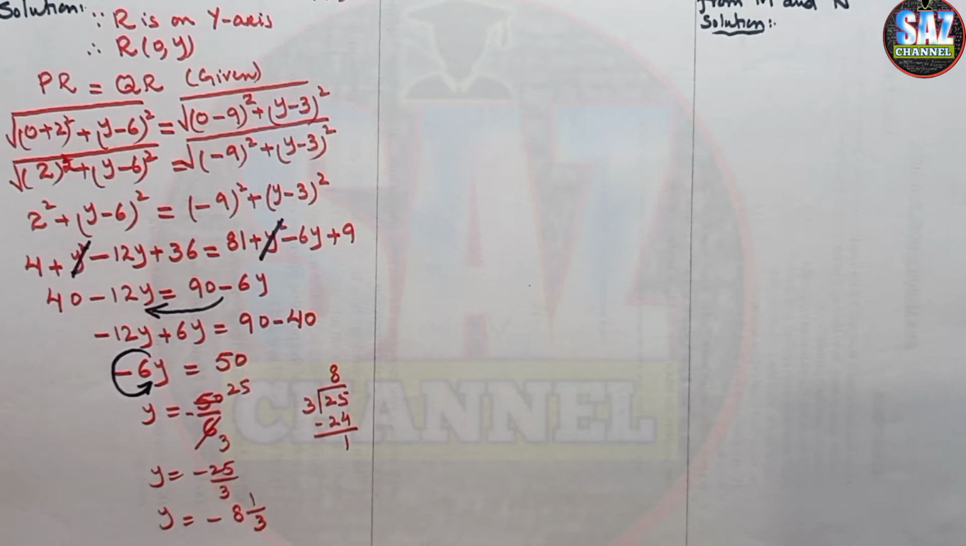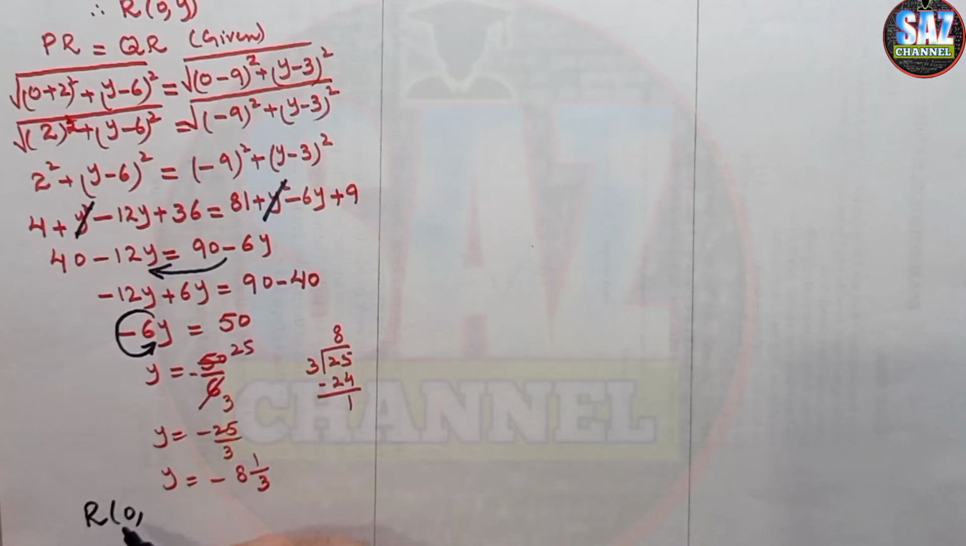So this is the value of y. So r will have the coordinate 0 and y, and instead of y I have to replace minus 8 whole 1 by 3. I hope you are clear about this question, and let me quickly move to the next question, and let's read the question from the book.